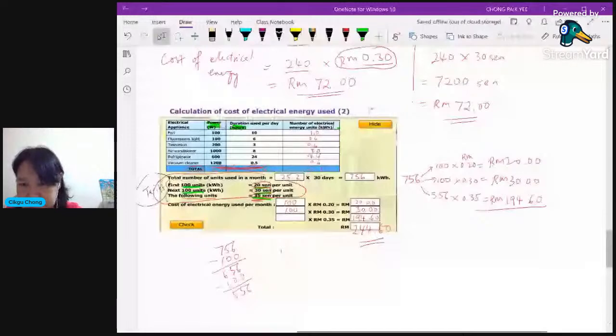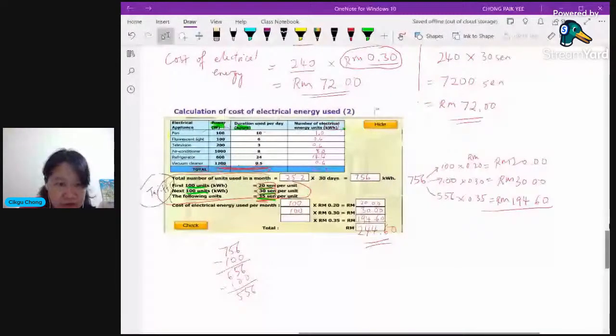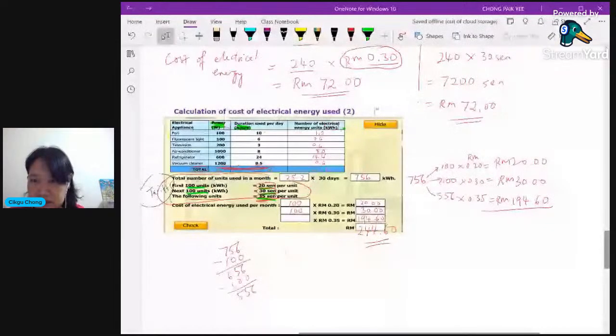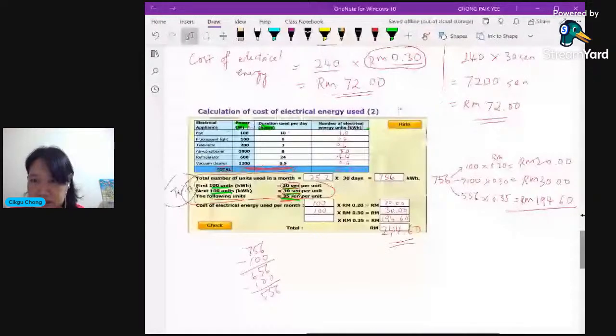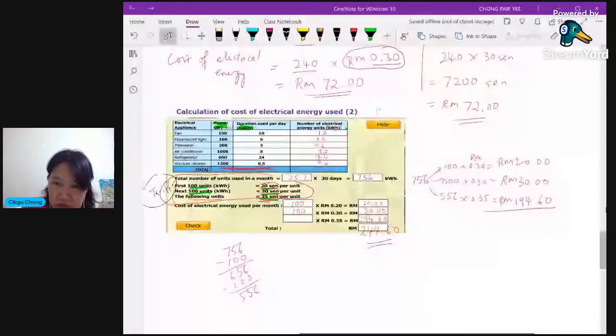556 times 35. Let me see. 556 times 0.35. 194, my girls, isn't it? 194.60. So calculate again, Zichi, Stella. I think you will get correct. Yes, it's 194.60. I left my calculator. 194. Yeah. Okay, so 244.60. This is the final answer.